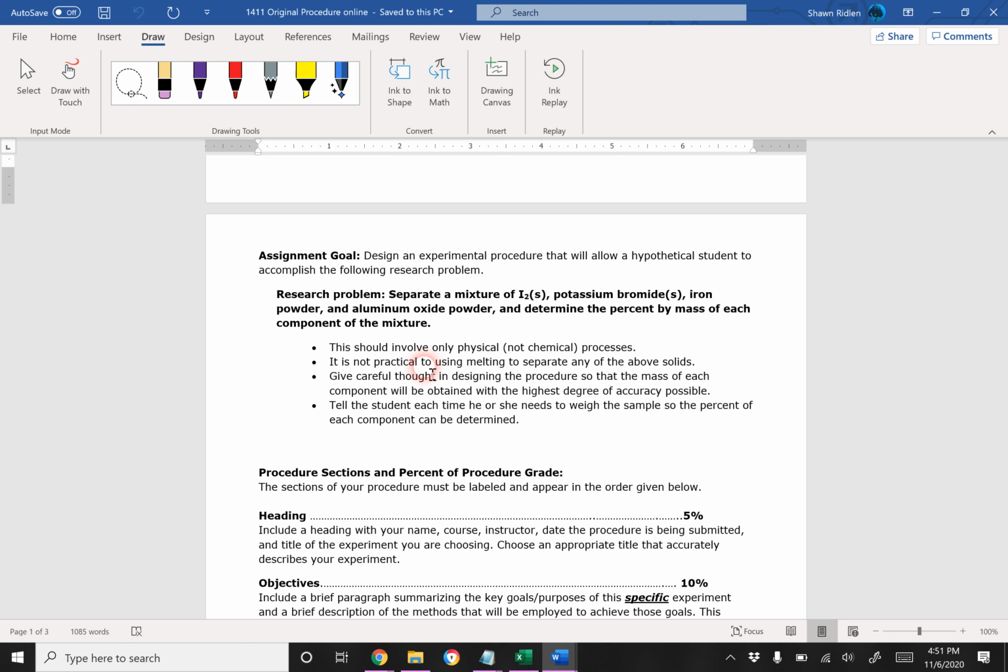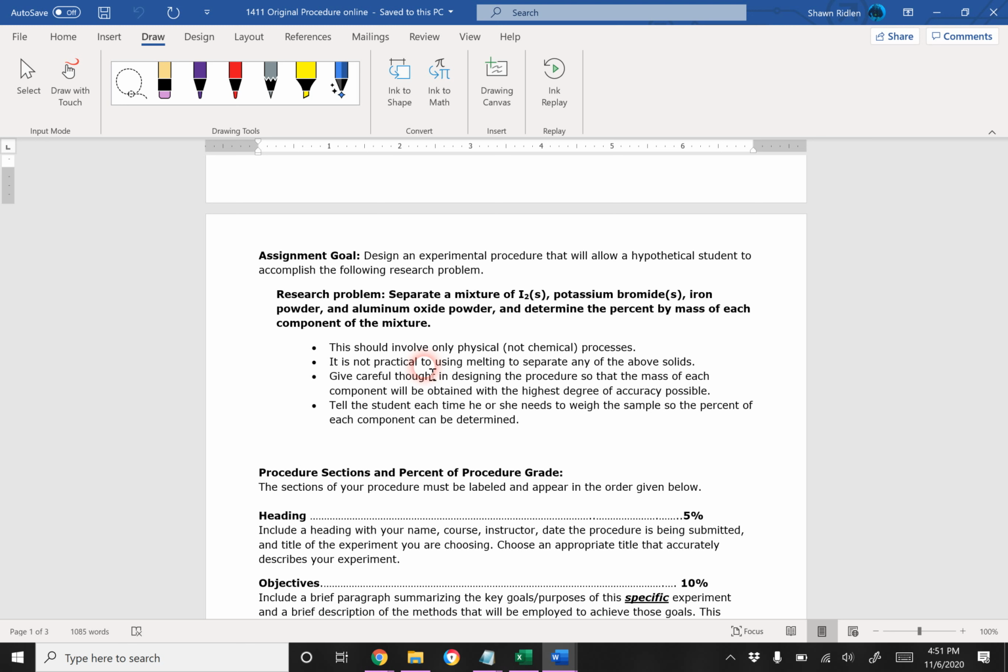Okay, so you want to give careful thought in designing the procedure so the mass of each component will be obtained with the highest degree of accuracy. Okay, so you're going to want to put in there things like pre-weighing an evaporating dish or pre-weighing a beaker, all that kind of stuff, so that you can get the most accurate mass for each component.